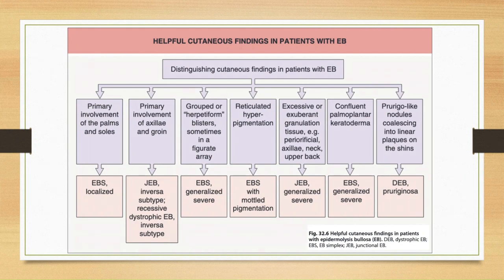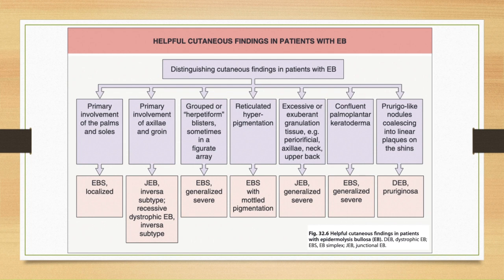Here are some unique subtypes. This is kind of a good way to help, you know, distinguish some cutaneous findings. If you're super stuck, we can go through them briefly. Palms and soles only, EBS, EB simplex localized. Axilla and groin, there is sometimes inversa subtypes of both dystrophic and junctional EB. Herpetiform blisters, do note that is EBS generalized severe. Reticulated hyperpigmentation, EBS with mottled pigment.